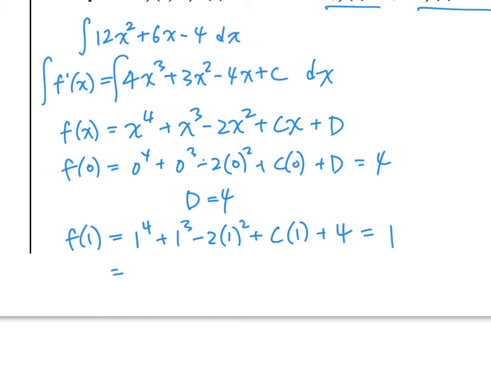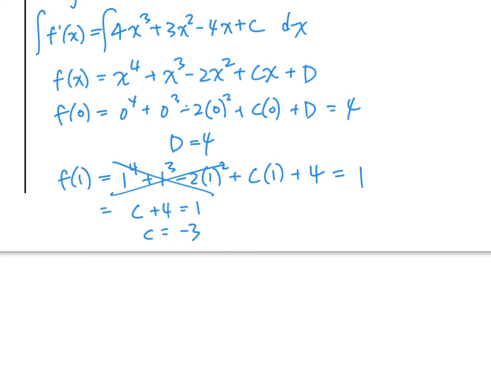All right, evaluate that. 1 plus 1 minus 2, so that cancels out. Then we have c times 1, which is just c, plus 4 equals 1. So c is negative 3. The last thing we're going to do is plug in everything we know into the original function, which is f of x equals x to the fourth plus x to the third minus 2x squared. C is minus 3, so minus 3x plus 4.